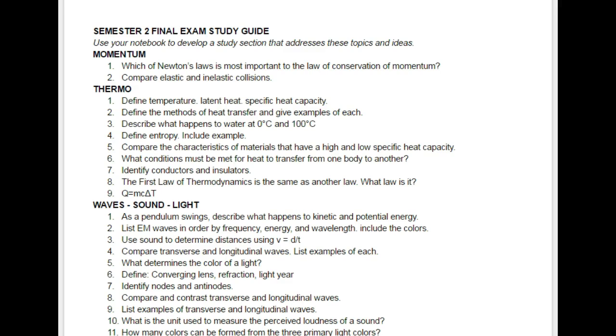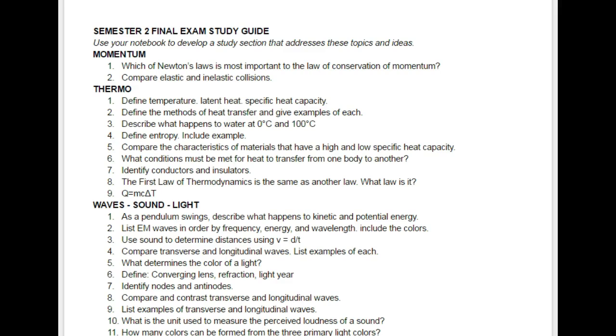For waves, sound, and light, we've been working on this, so it should be pretty fresh on your mind. As a pendulum swings, describe what happens to kinetic and potential energy. So at the highest points, the pendulum bob comes to a stop, and it's above the ground, so it has potential energy. As it swings back to equilibrium, it reaches its maximum kinetic energy at equilibrium, and then as it passes equilibrium, it starts trading the kinetic energy for potential energy.